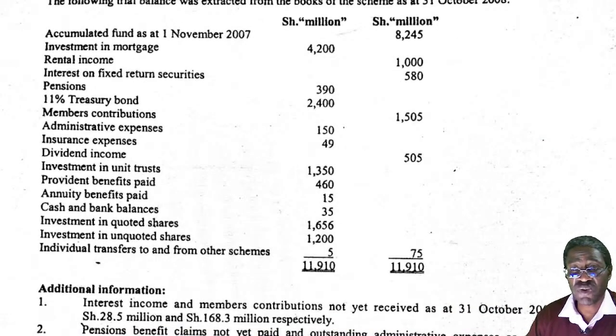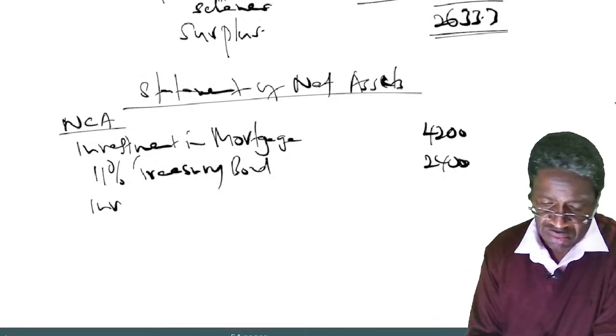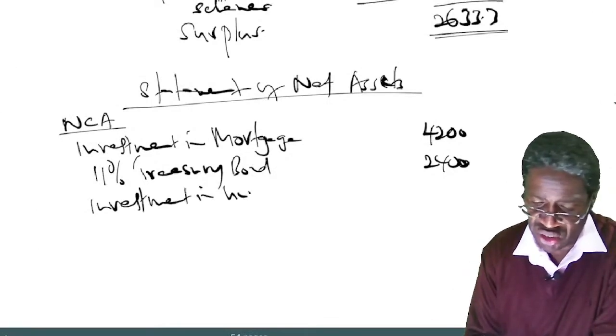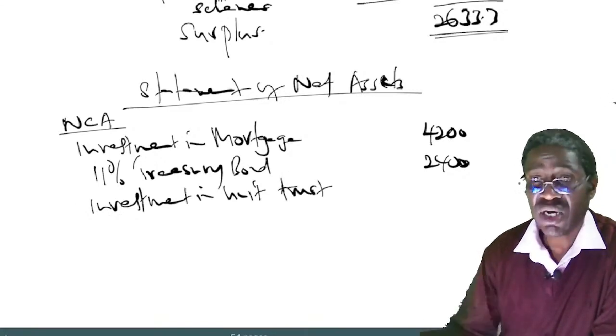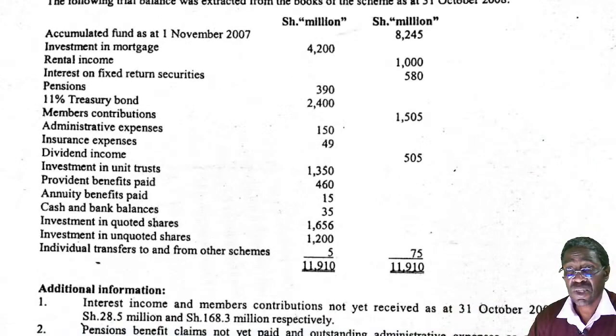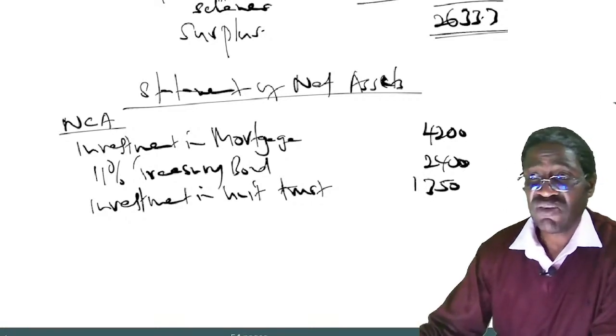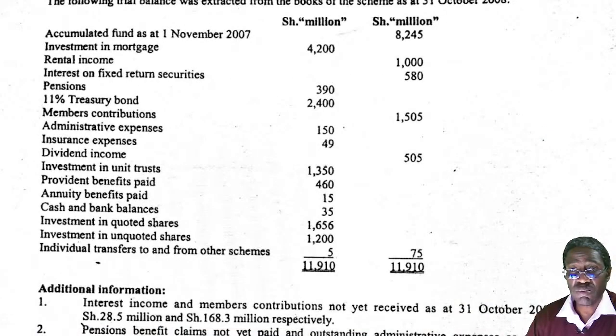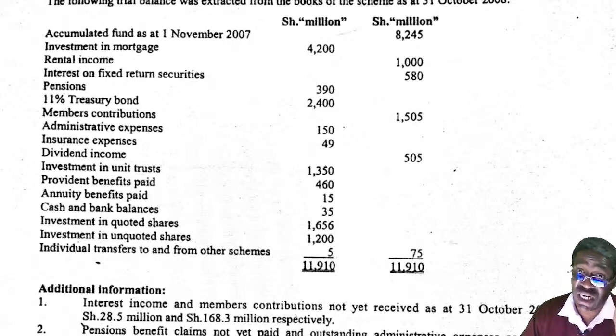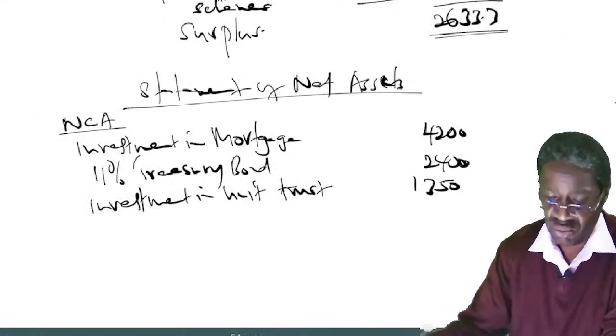Next one. I'm still on the asset. I'm going down. 150 is an expenditure. 49 is an expenditure. 1350 is investments in unit trust. That's another asset. Bring it. Investment in unit trust, 1350. Next, I'm going down. Provident benefits, that's an expenditure. Annuities benefits, that's an expenditure. Cash and bank, that's a current asset. That one, we shall use it under current assets. Investments in quoted shares, that's an asset, fixed one. So investment in quoted shares, 1656. Good, bring it.